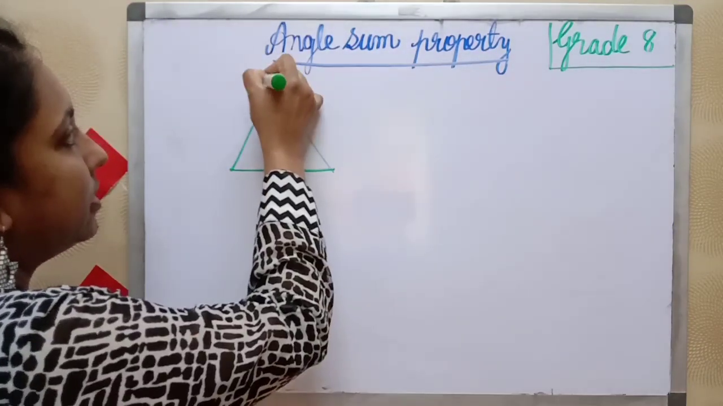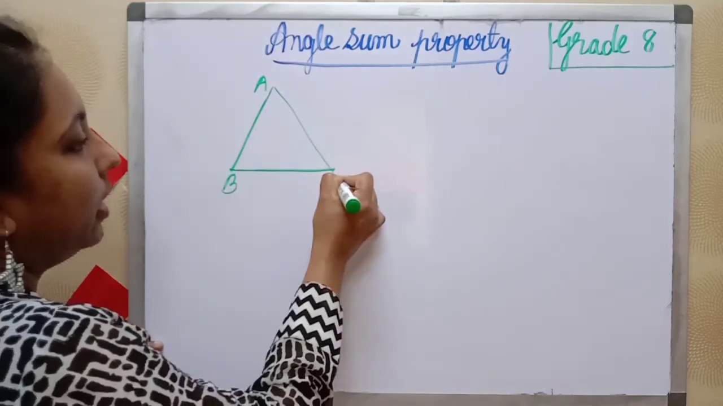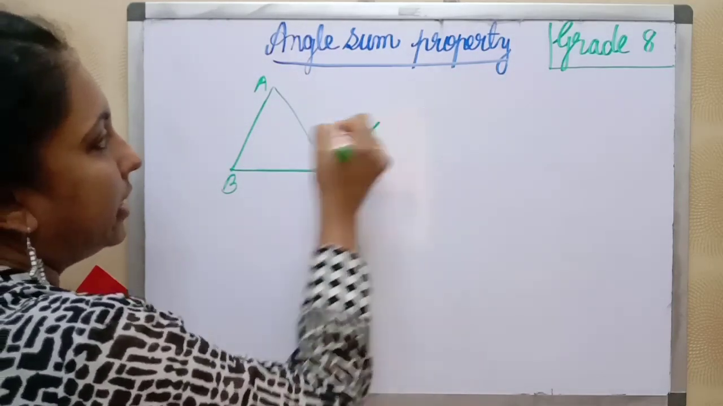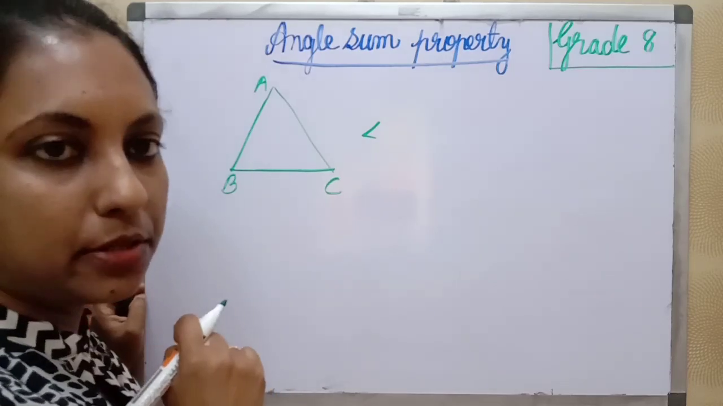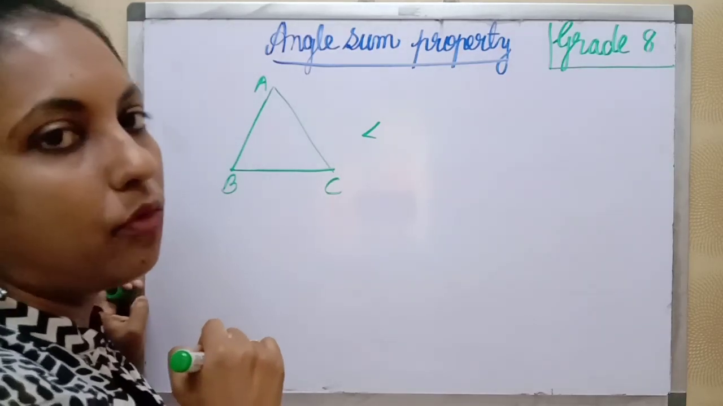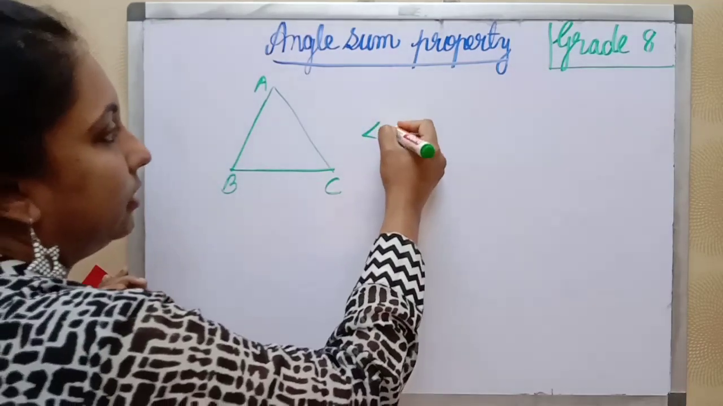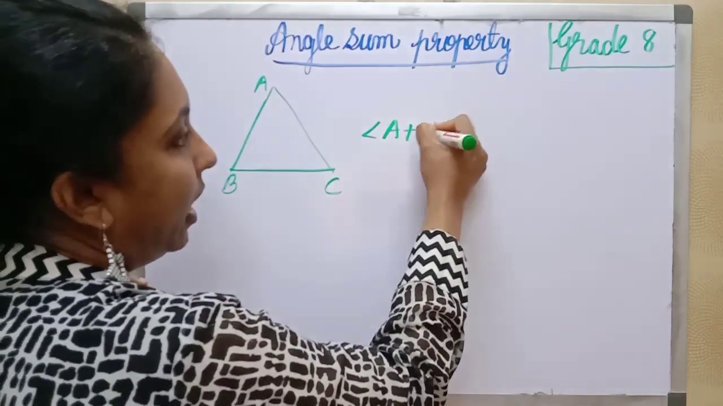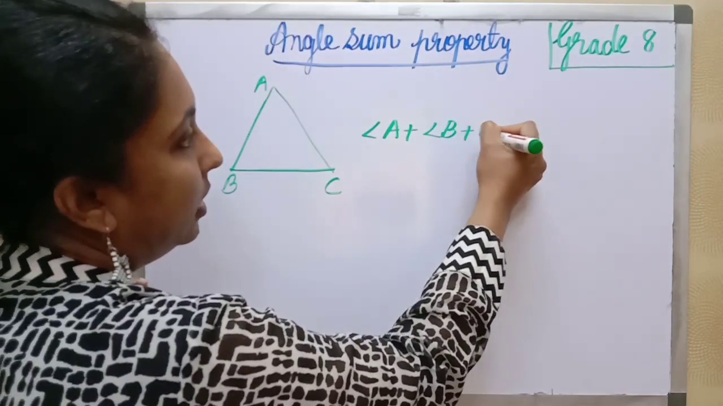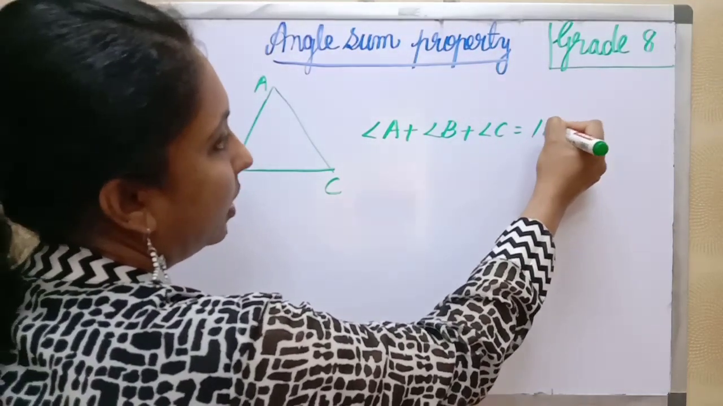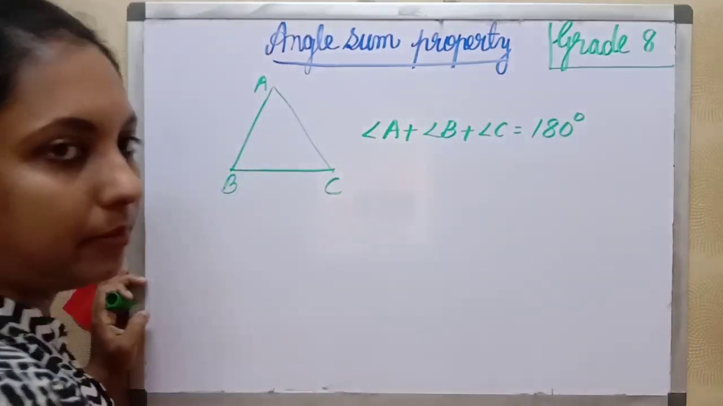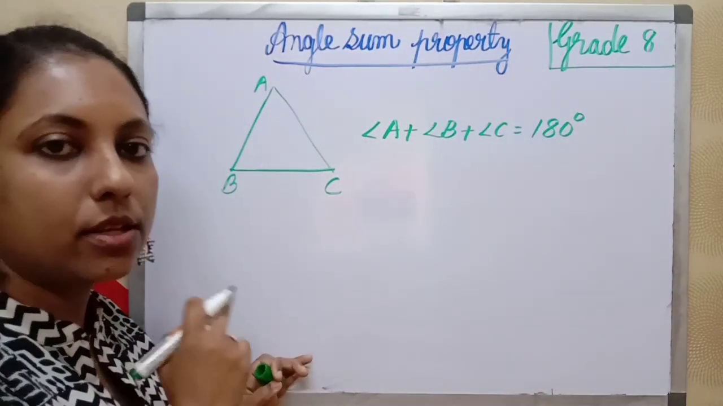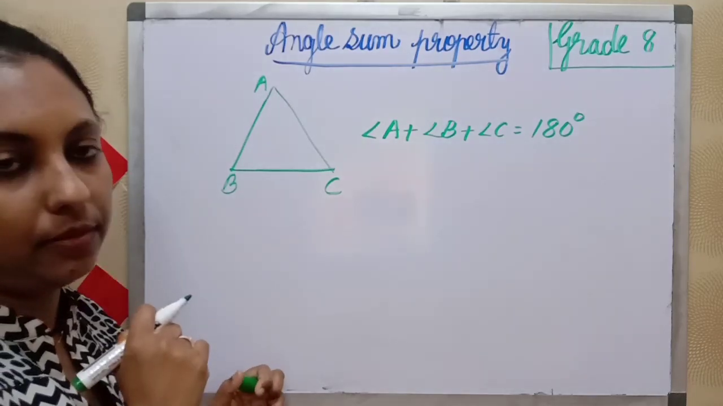A triangle has three angles. This is triangle ABC. The sum of the interior angles of a triangle is 180. That is, angle A plus angle B plus angle C is equal to 180 degrees. This is the angle sum property of a triangle.